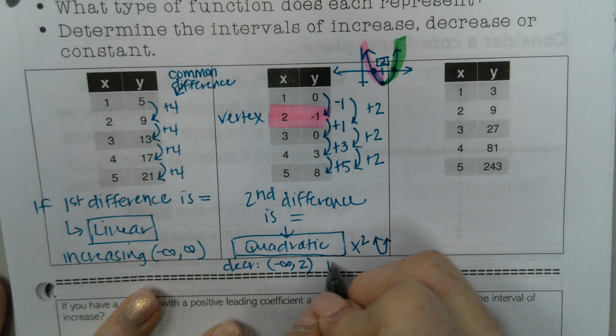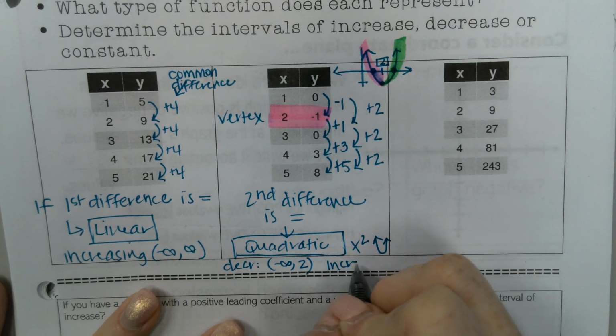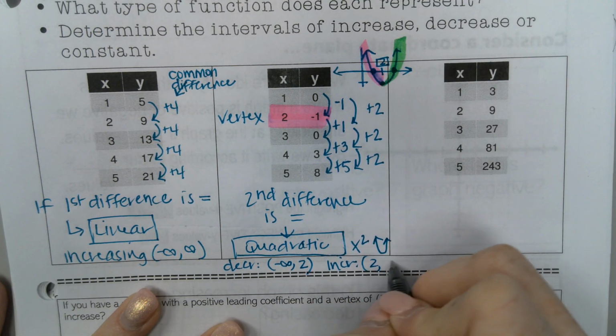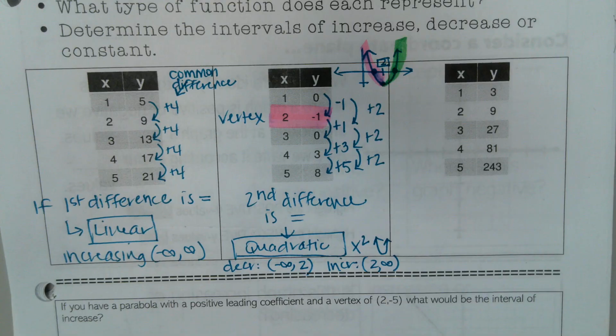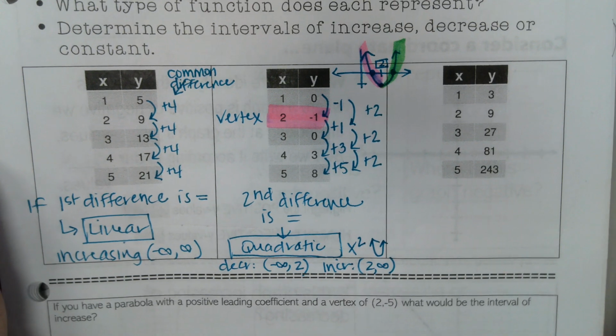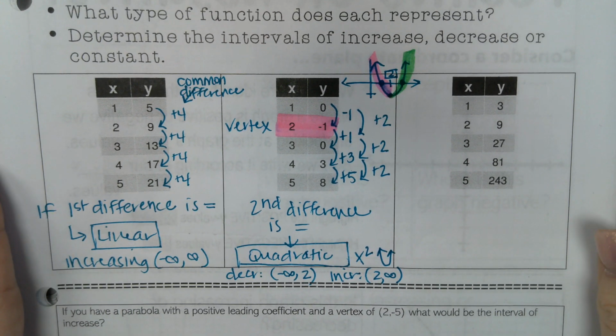And it is increasing right there at that vertex at the value of 2 for the remainder of the graph. So 2 is where the change happens, okay? That's the x value where it starts going a different direction. Okay?